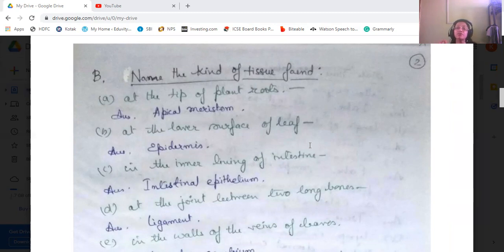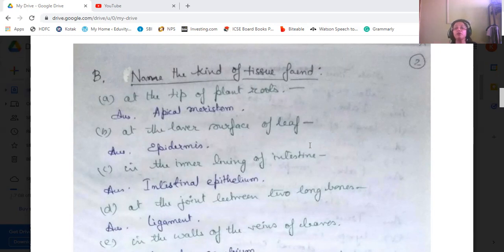The kind of tissue which is found at the lower surface of the leaf, that is the epidermis. The tissue which is found in the inner lining of the intestine, that is intestinal epithelium. It is the epithelial cells. So it is intestinal epithelium as it is found in the intestine.